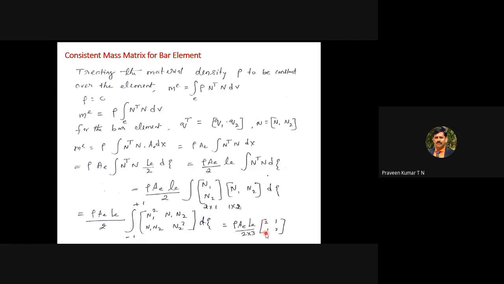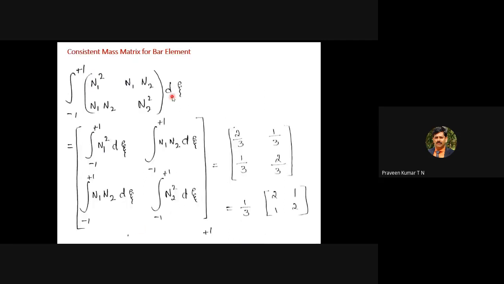Mass matrix for the bar element, already we have used: rho A L divided by 6 into [2 1; 1 2]. Or in the examination, if you forget, you can integrate. We have the integration of N1, this is the complete N1 integration term. You are integrating N1 separately, N1 N2 separately, the third term separately, and the fourth term separately.